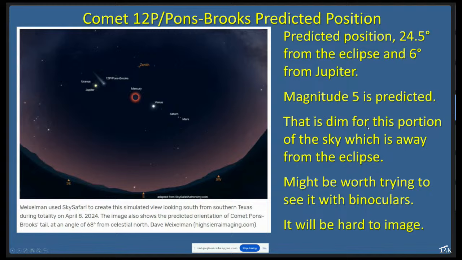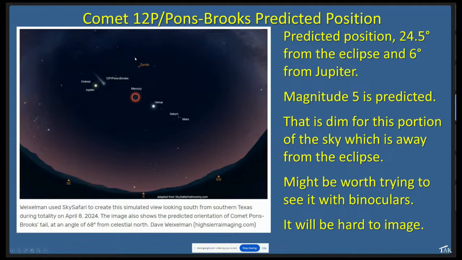Because remember, an eclipse is not like a nighttime sky. It's dark right around the corona, but then it starts to get gray and lighter gray pretty quickly. So this comet is not going to be located in really dark conditions, but it might be worth trying to see with binoculars. It'll be hard to image for a couple of reasons.